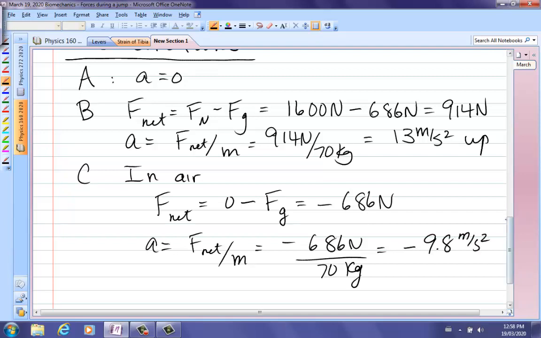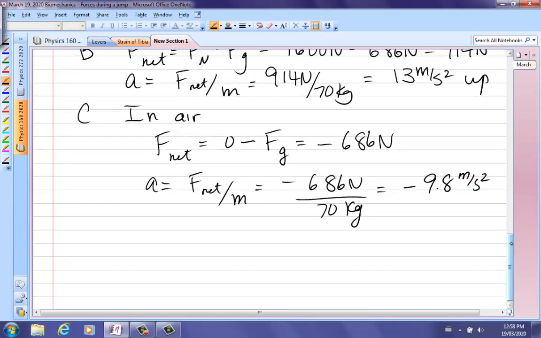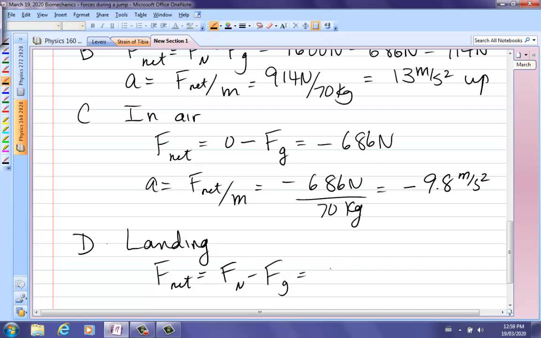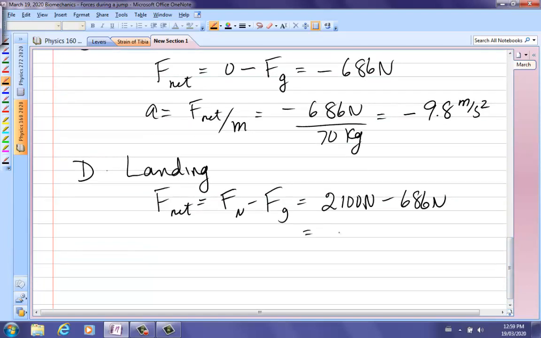That's always your acceleration when you're in the air. Negative 9.8. You're accelerating down. That slows you down, stops you, turns you around, brings you back to Earth. Now, when you land, there's a very large upward force on you. So your net force, always Fn minus Fg, 2100 newtons, minus your weight, 686. So now your upward force to stop your body is 1414 newtons.